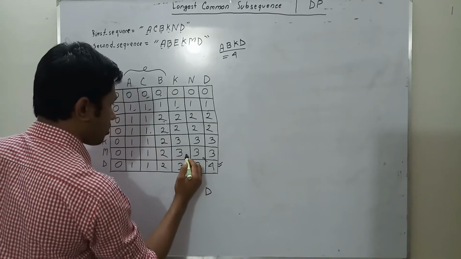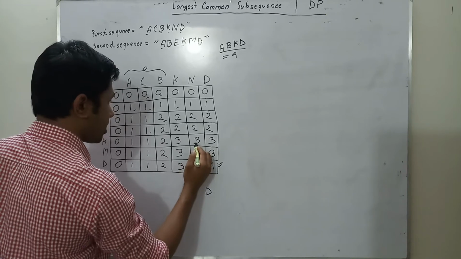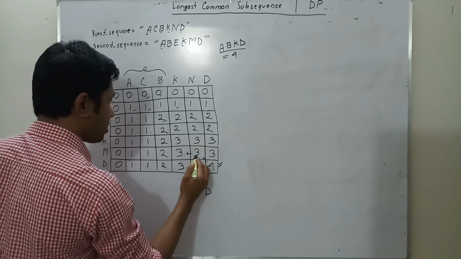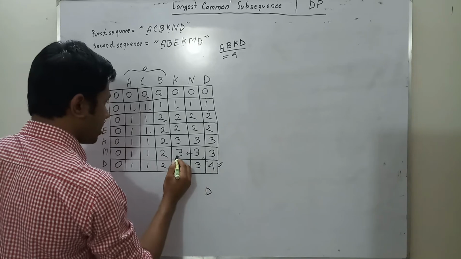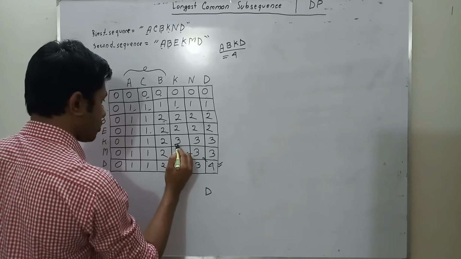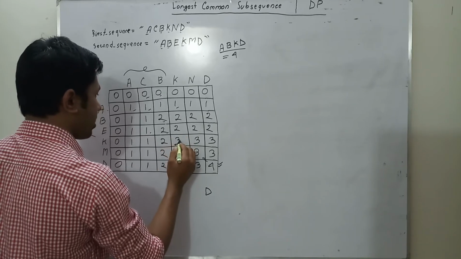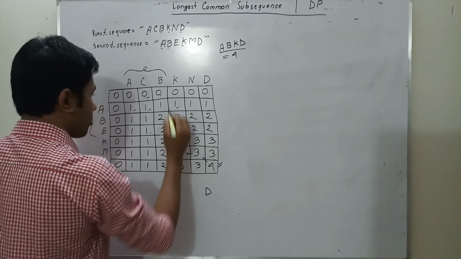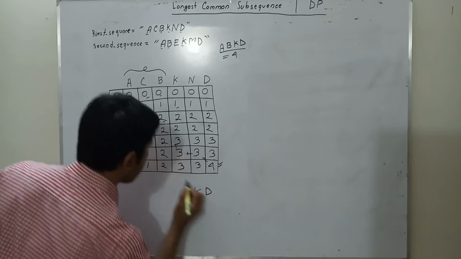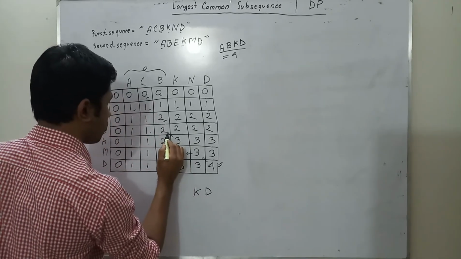This 3 has come from either this 3 or this 3. So there is no common character. This 3 has come from here. So here is no common character. This 3 didn't come from here or here. So here is a common character. Common character is K. And this 3 has come from this 2.